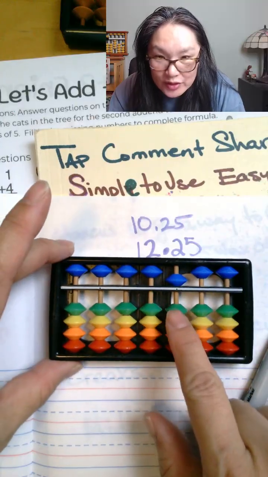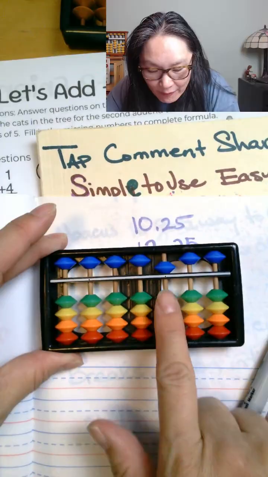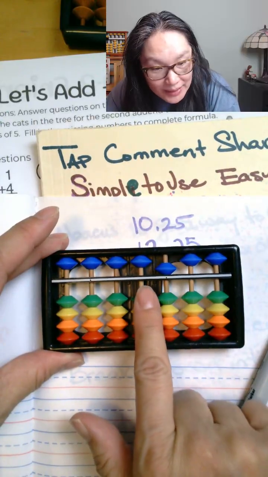Now, why did I choose this one? Because I have an indicator. This indicator is my ones place. When I have my ones place, I know this will be my tens.